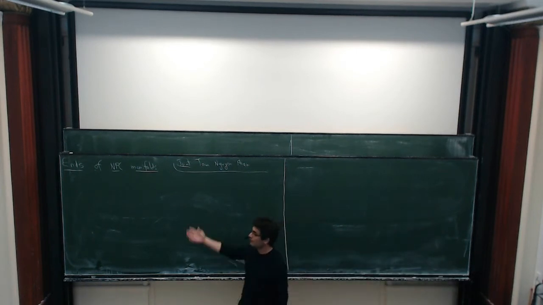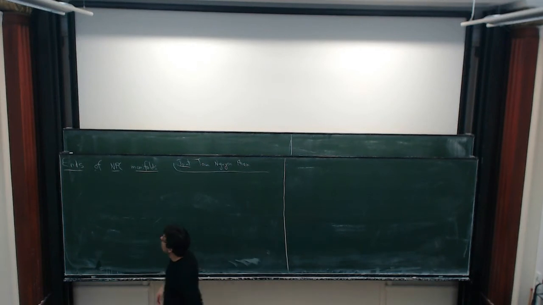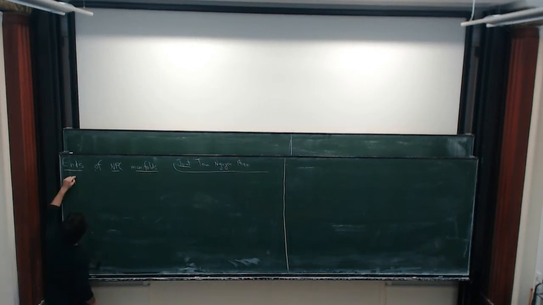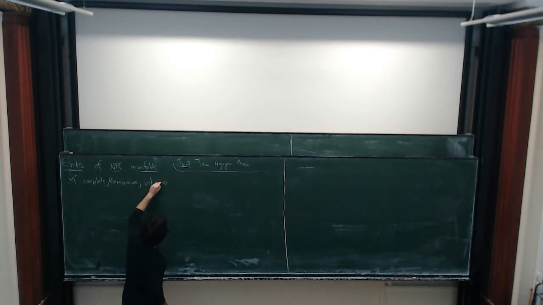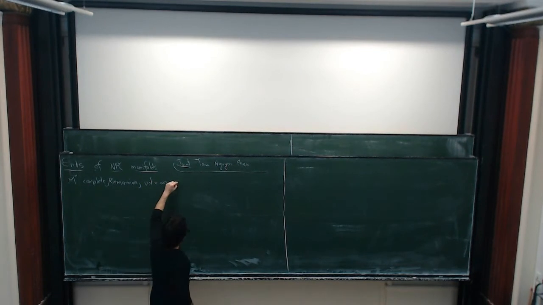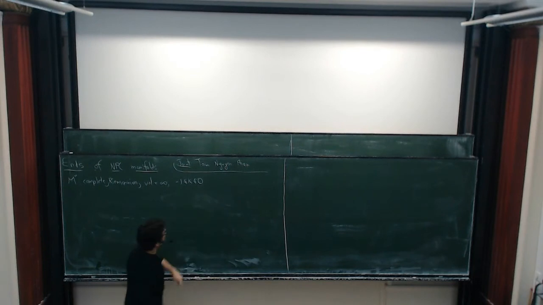So let me start by telling you what I mean by non-positively curved manifolds. I mean M^n is going to be a complete Riemannian manifold, and it's also going to have finite volume and curvature between -1 and 0, possibly including 0. So non-positively curved and bounded.